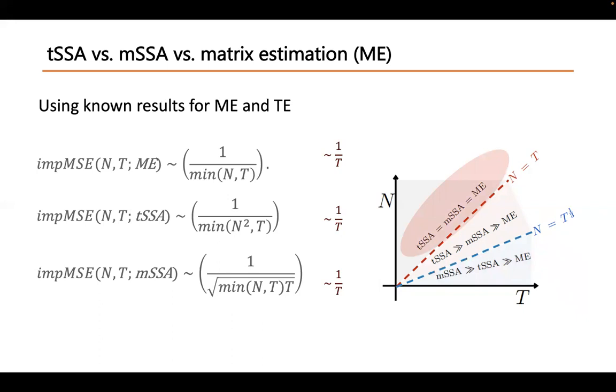Now, if N is a lot larger than T, then actually they all give you the same theoretical rate, 1 over T. And in this middle regime, where N is in between T cubed and T, in that case, TSSA actually does the best. That's where TSSA gets a rate of 1 over square root of min of N squared and T, and that's better than the other rates.